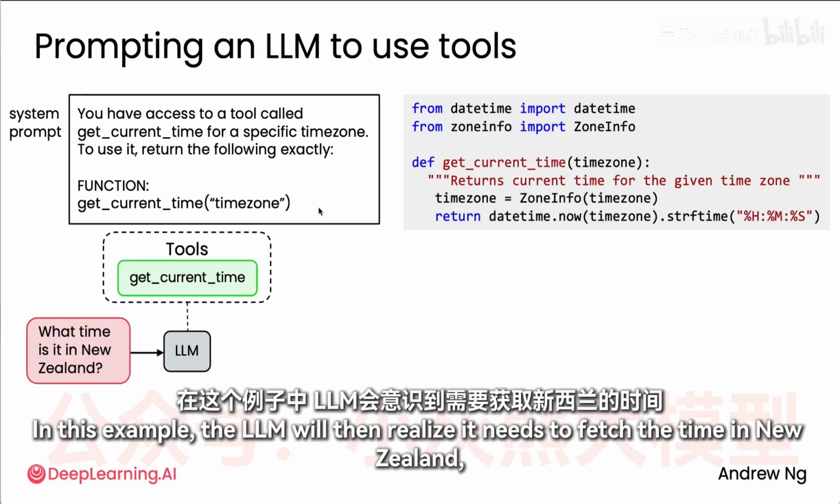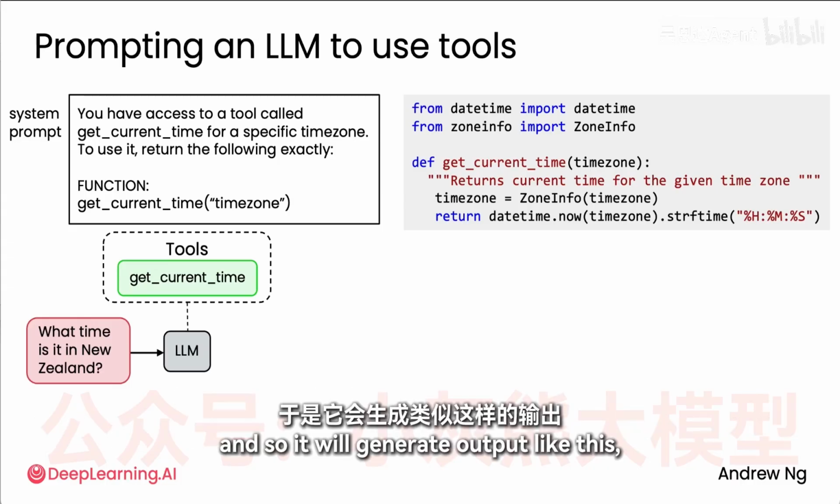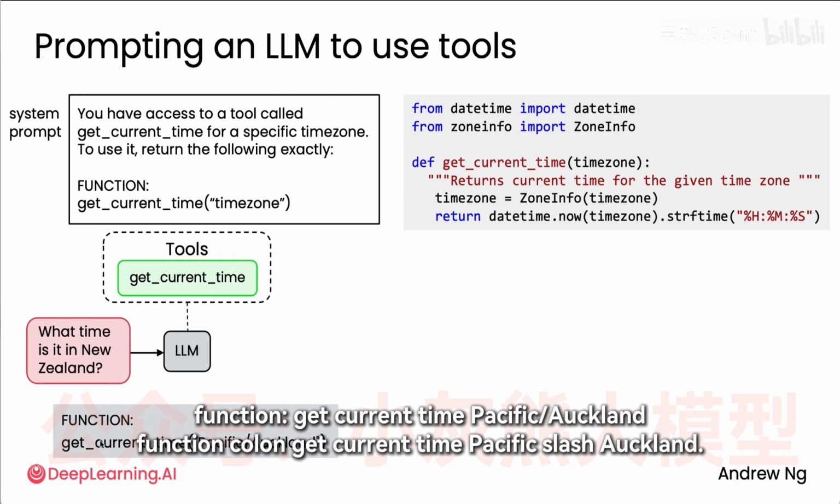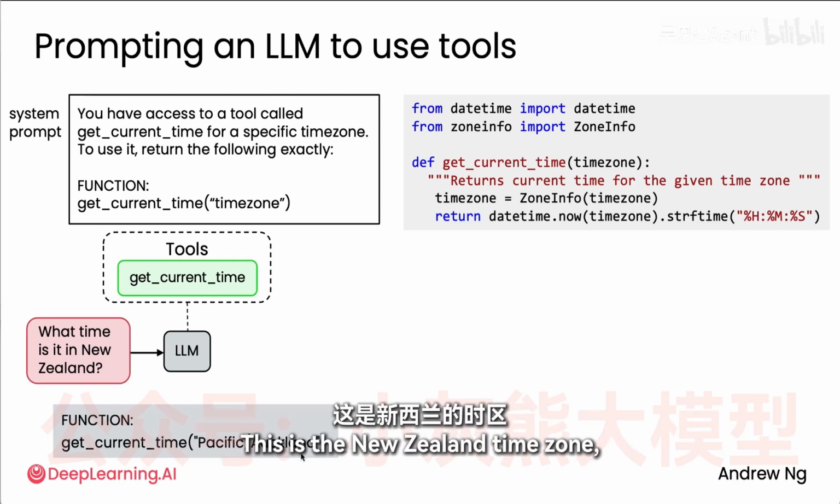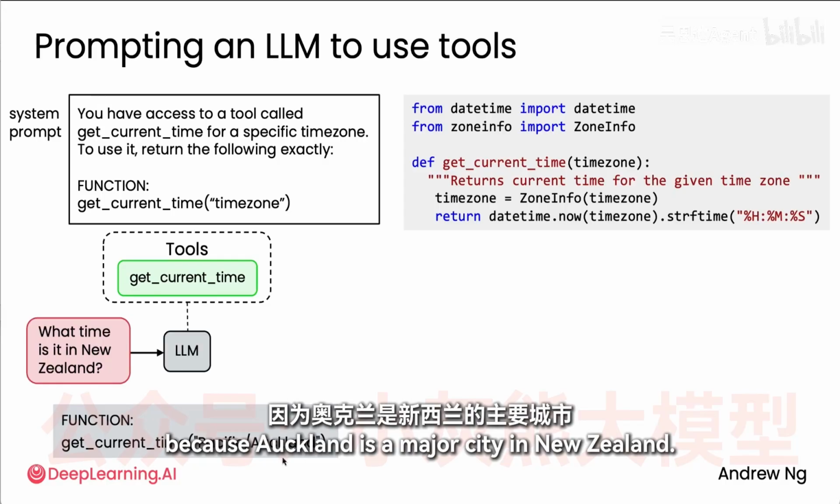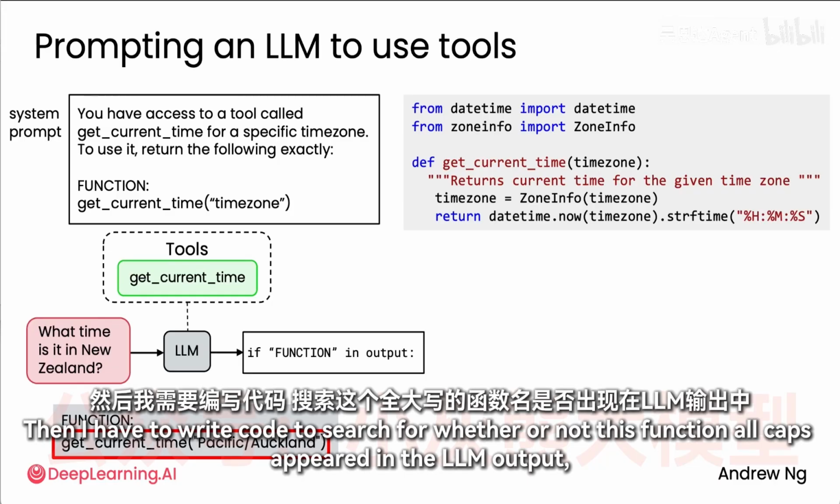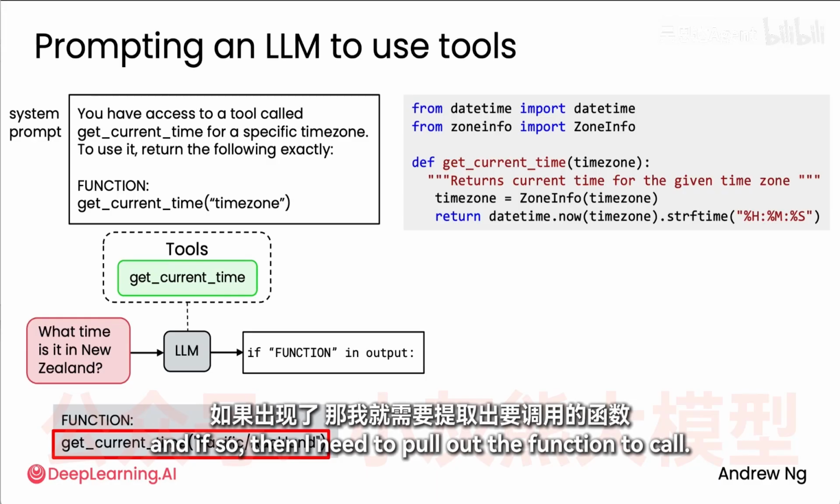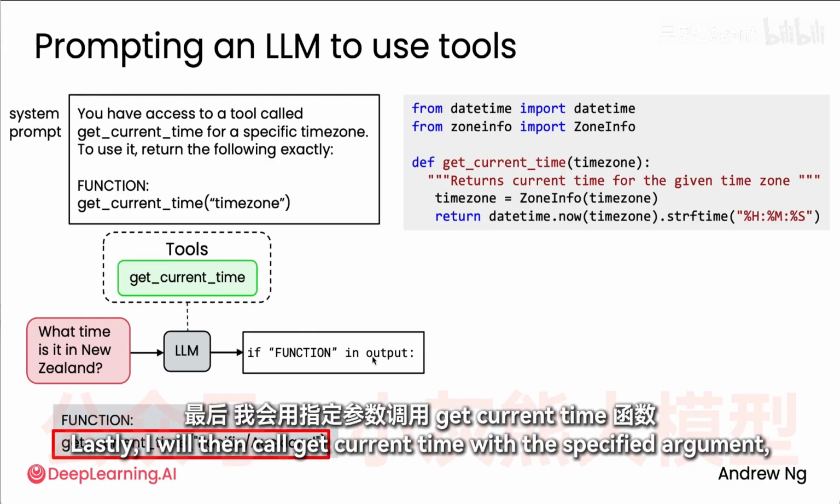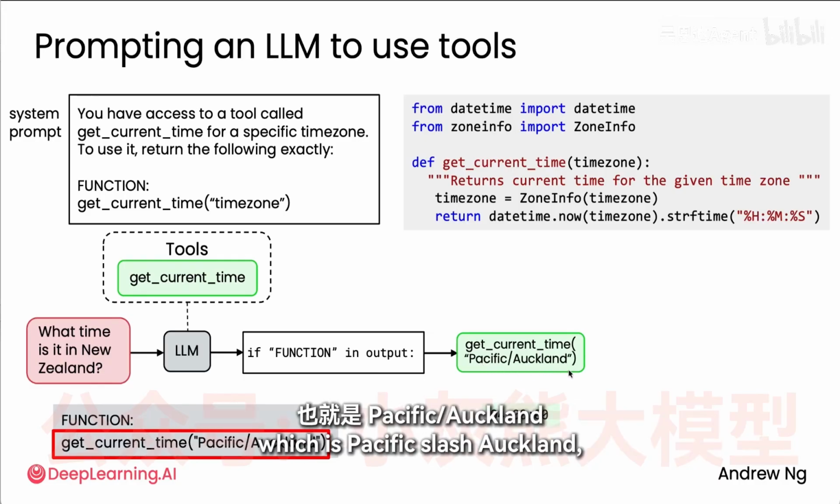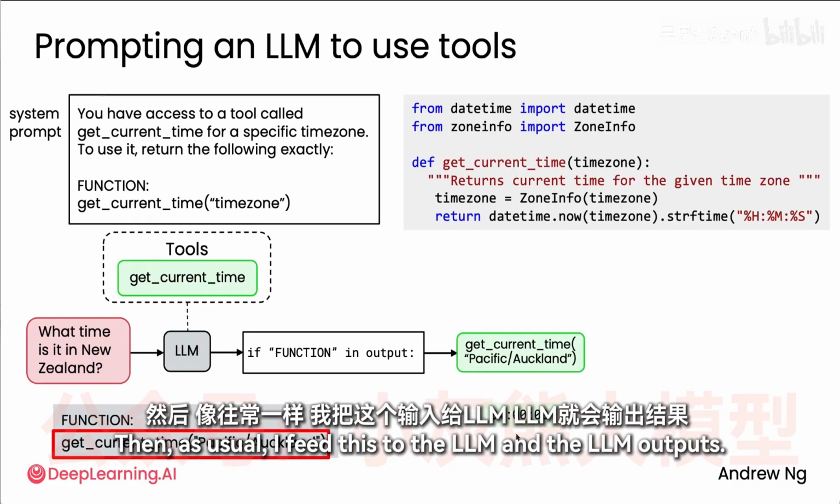In this example, the LM will then realize it needs to fetch the time in New Zealand, and so it will generate output like this: FUNCTION: getCurrentTime Pacific/Auckland. This is the New Zealand time zone because Auckland is a major city in New Zealand. Then I have to write code to search for whether or not this all caps FUNCTION appeared in the LM output. And if so, then I need to pull out the function to call. Lastly, I will then call getCurrentTime with the specified argument, which is generated by the LM, which is Pacific/Auckland, and maybe it returns 4 a.m. Then as usual, I feed this to the LM, and the LM outputs, it is 4 a.m. in New Zealand.